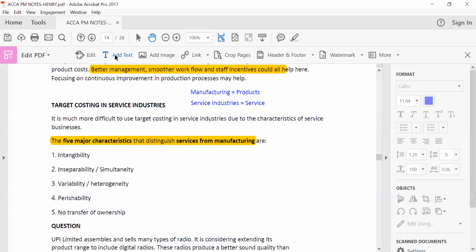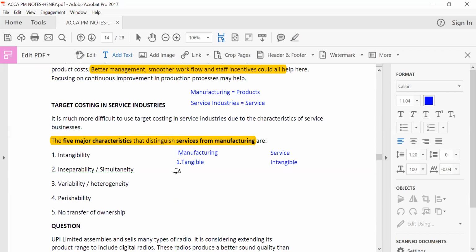So let me look at it in the case of manufacturing, and then the next one, I look at it in the case of service. Manufacturing companies, whatever they produce is what? Tangible. Whatever they produce is tangible. You can hold it, feel it, and touch it. Here, service is what? Intangible.